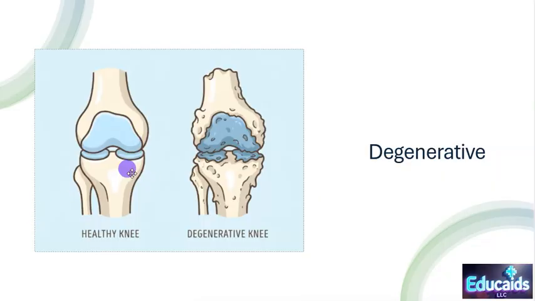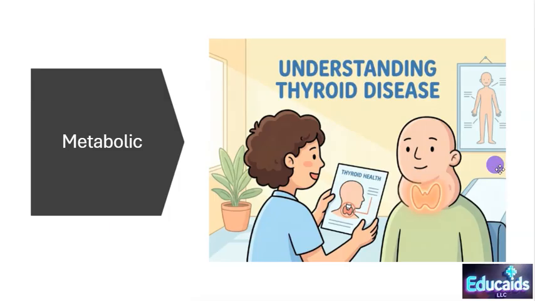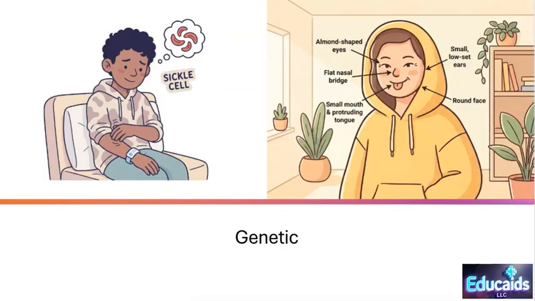Degeneration. So we've got a healthy knee and a degenerative knee. So that would be arthritis. All of us students, if we get old enough, we're going to have arthritis. We're going to have degeneration to our joints. Metabolic. So that would be like a thyroid issue or an endocrine issue. Polycystic ovarian syndrome, thyroid disease, things like that. We are going to go over those in more detail later in the semester.